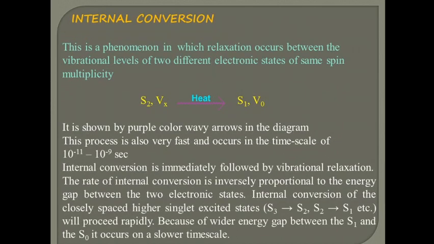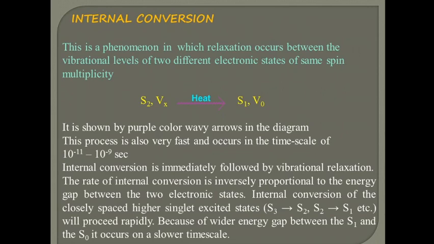Internal conversion, in which the relaxation occurs between the vibrational levels of two different electronic states of the same spin multiplicity. Here singlet to singlet, the same multiplicities, appear in this internal conversion. It is shown by the purple color wavy arrows in the diagram. This is very fast and occurs in the time scale of 10 to the power of minus 11 to 10 to the power of minus 9. So internal conversion is immediately followed by vibrational relaxation.